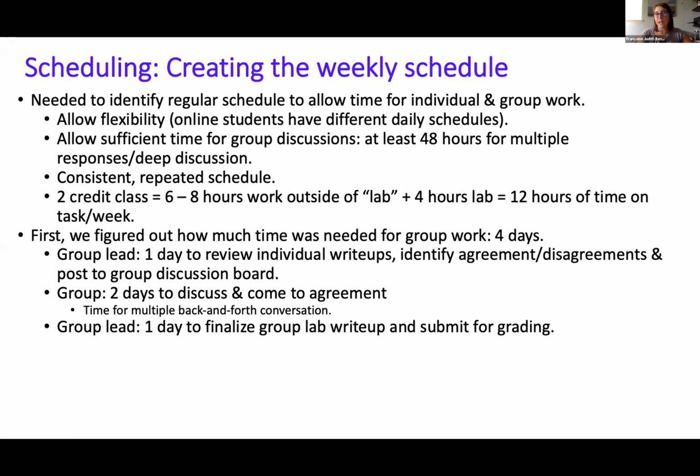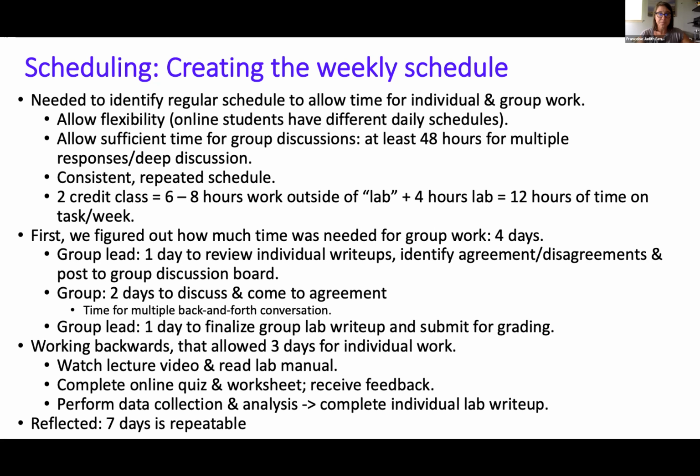So first we figured out how much time was needed for group work, and we landed on 4 days: 1 day for the group lead for their disagreements and posting that, 2 days for the group to interact in the discussion board, and 1 day for the lead to finalize and submit the group lab write-up. So working backwards, because we wanted to work within a week format, that allowed for 3 days for the individual work I mentioned earlier. And this was nice because 7 days was repeatable.